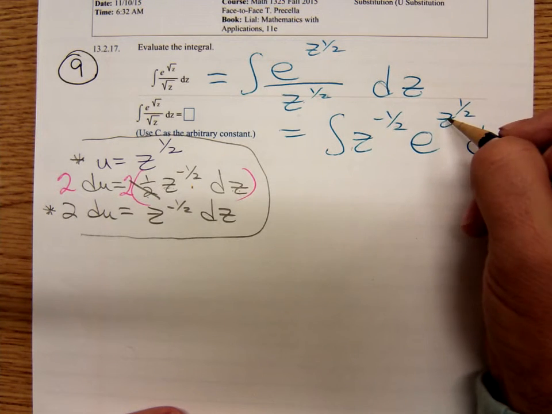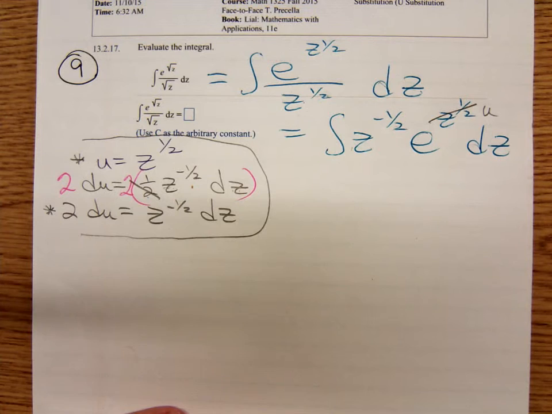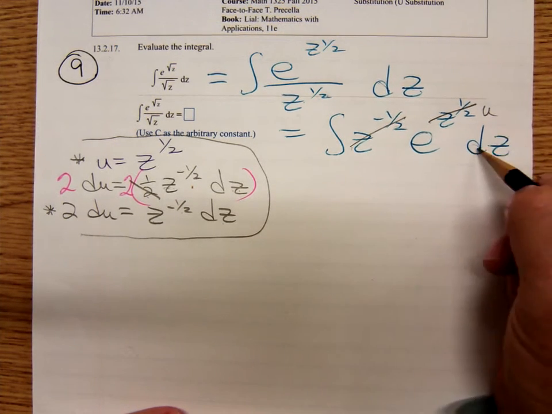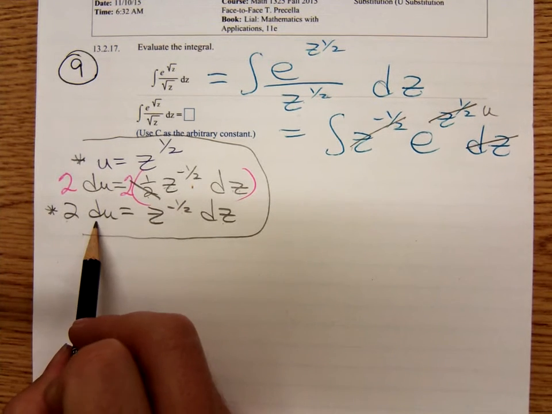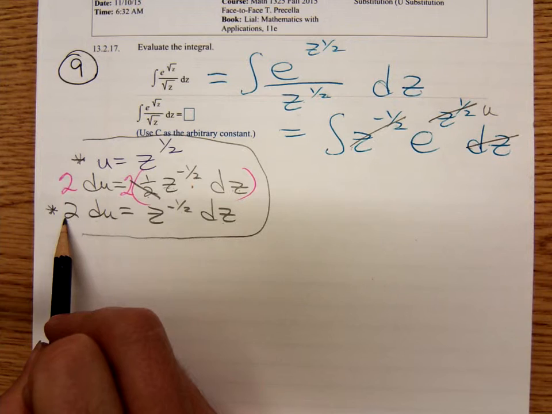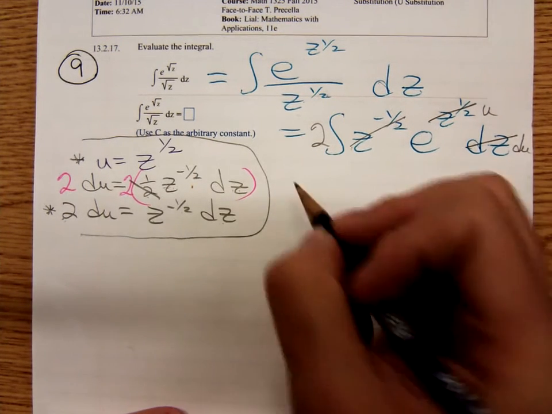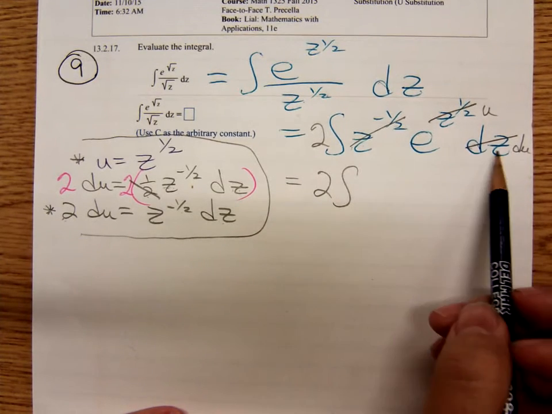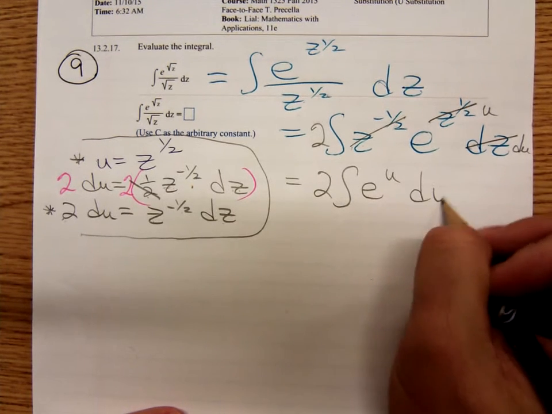So this stuff here, it's going to get messy now. That's going to become a u, and the z to the negative 1/2 dz is going to become a 2 du. Where do I put the 2? In front of the integral symbol. So let's see, we have a 2 times the integral of e to the u du.